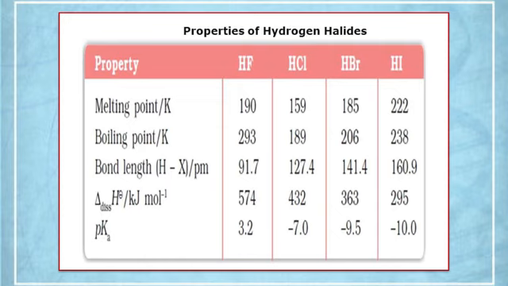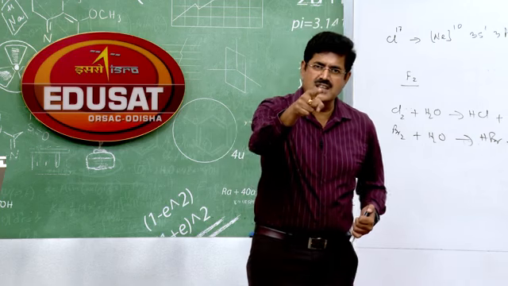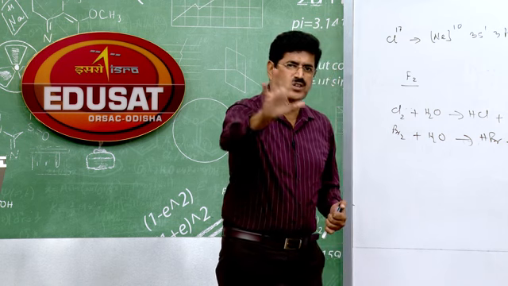Coming to the hydrohalic acid properties. First, we will discuss the acidic properties of the hydrohalic acids. Can you tell me the decreasing order of acidic character of hydrohalic acids? Which one is the strongest acid among the halogen acids? HI is the strongest acid and HF is the weakest acid. So, the increasing order of acidic strength is HF < HCl < HBr < HI, displayed on your screen.